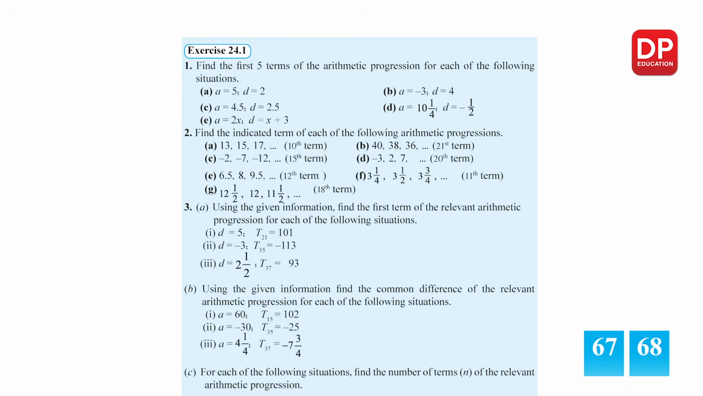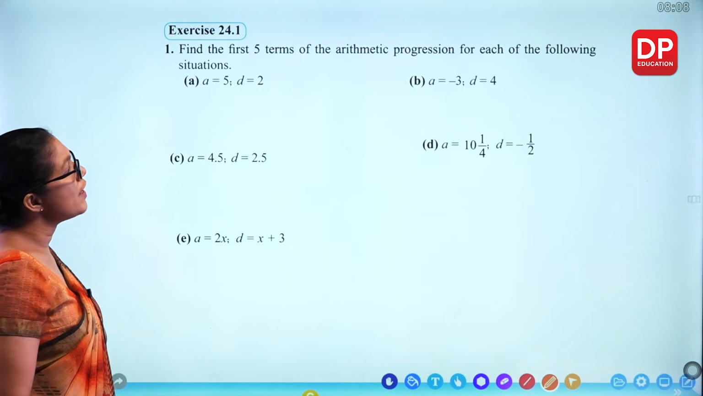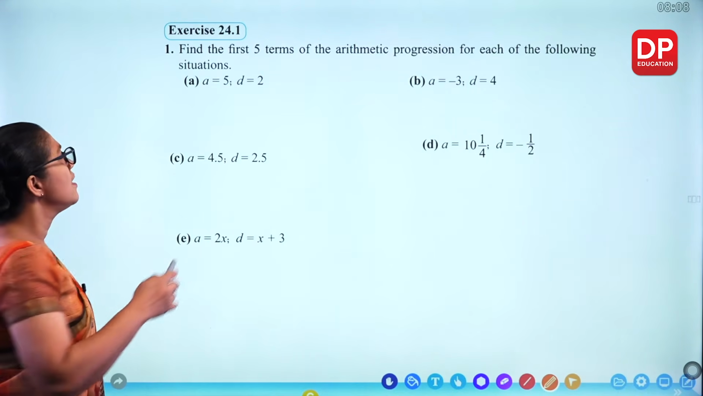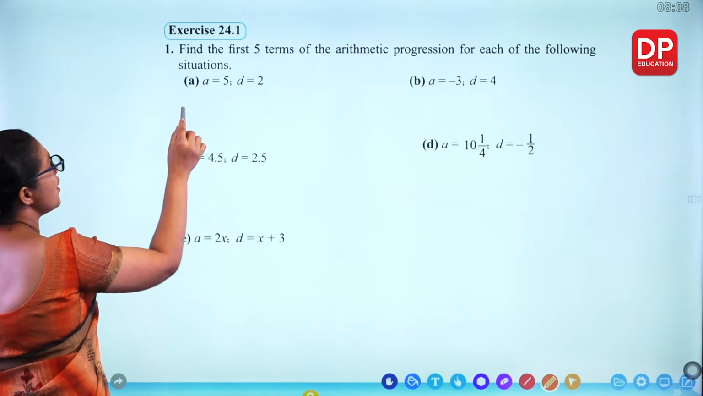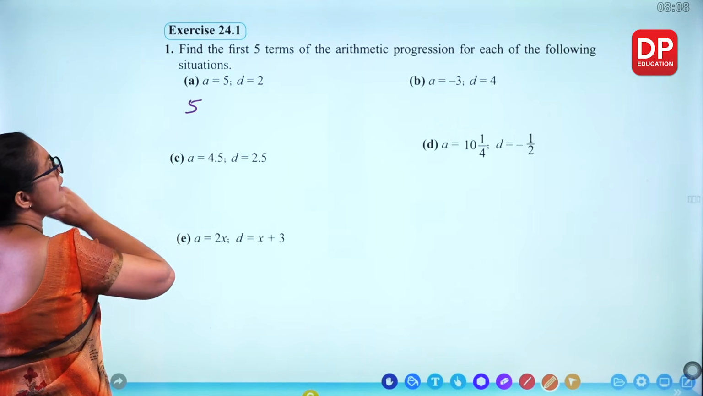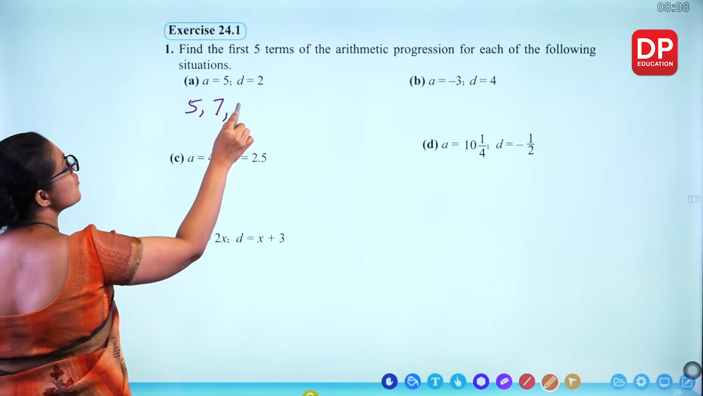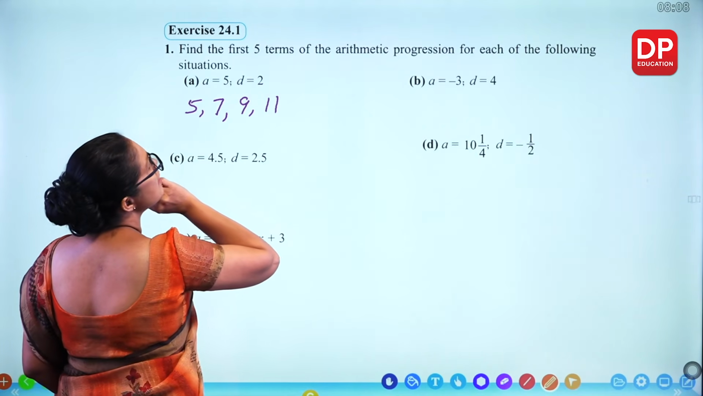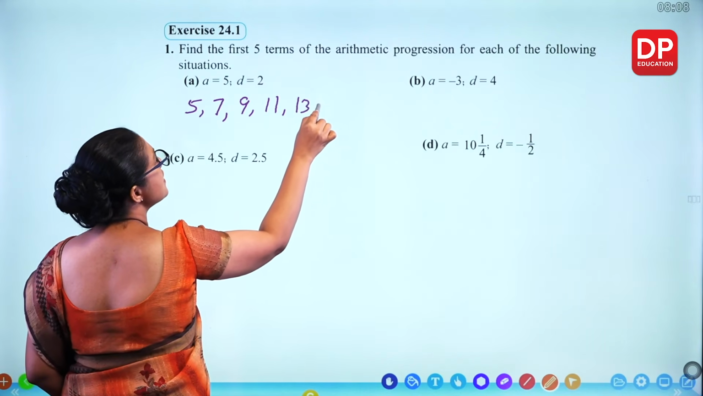Exercise 24.1. Find the first 5 terms of the arithmetic progression for each of the following situations. Here just the first term and the difference are given. The first term is 5. Add 2 to that, you get 7. 7 plus 2 is 9. 9 plus 2 is 11. How many terms do we need? 5. 11 plus 2 is 13.